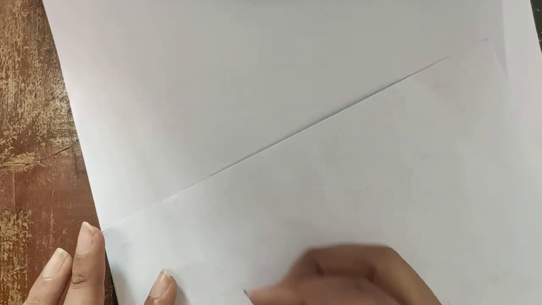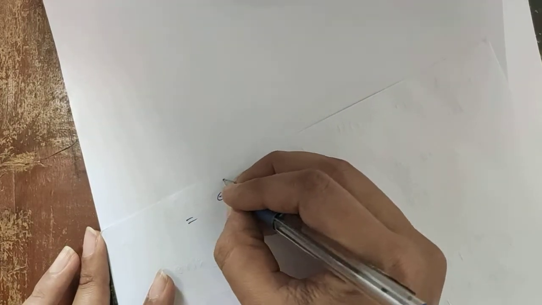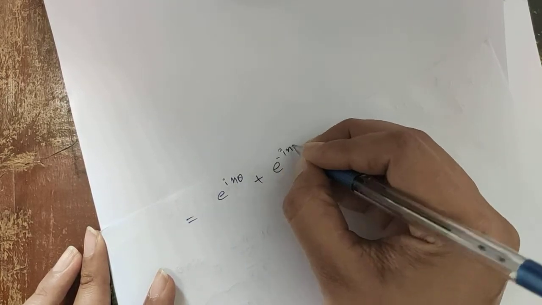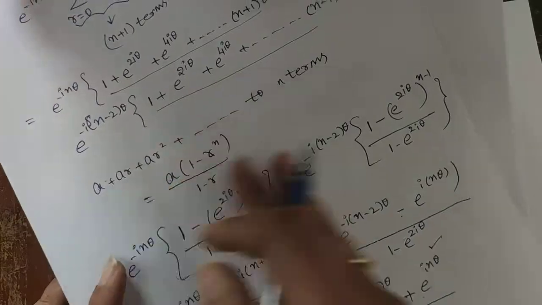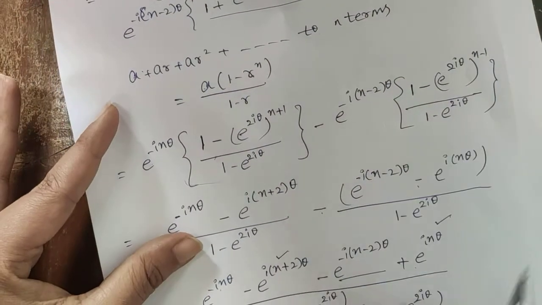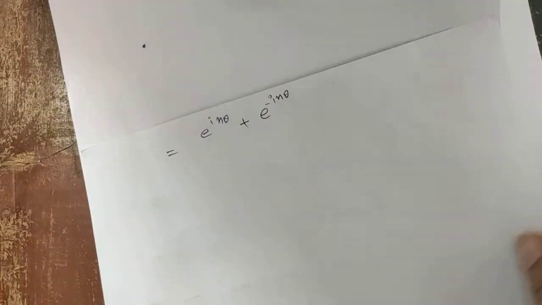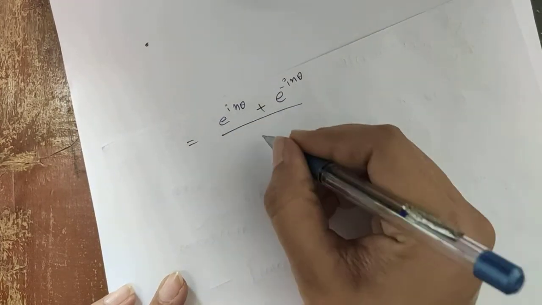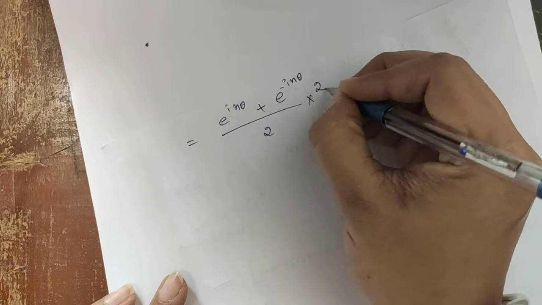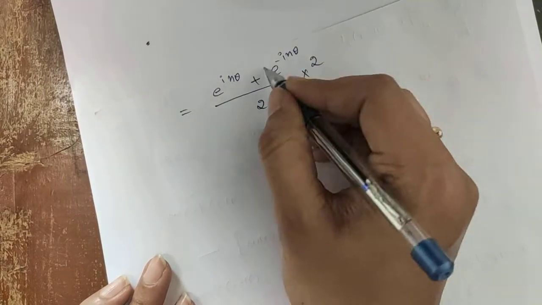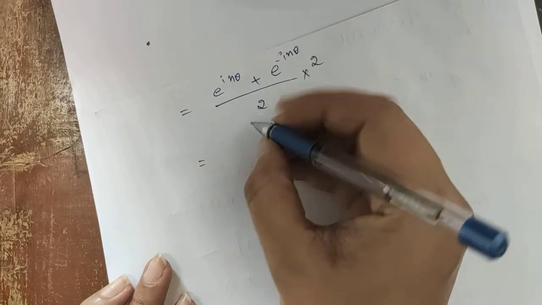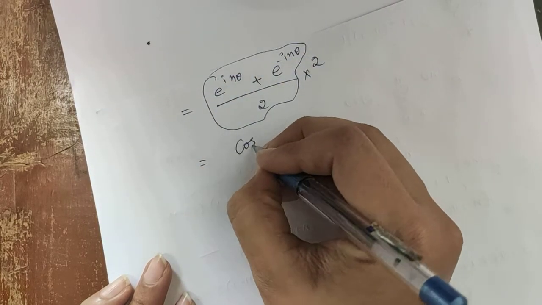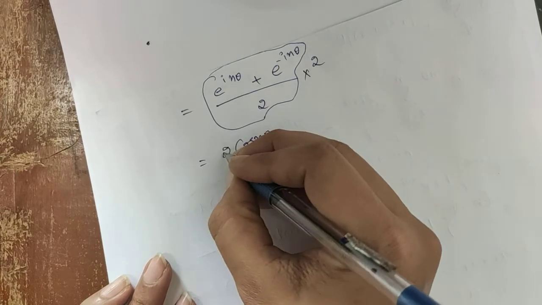So again this is nothing but e power i n theta plus e power minus i n theta. After simplifying this step we will get e power i n theta plus e power minus i n theta. So if I multiply by 2 and divide this term by 2, this will make no difference. So from this I can write this as cos n theta into 2.